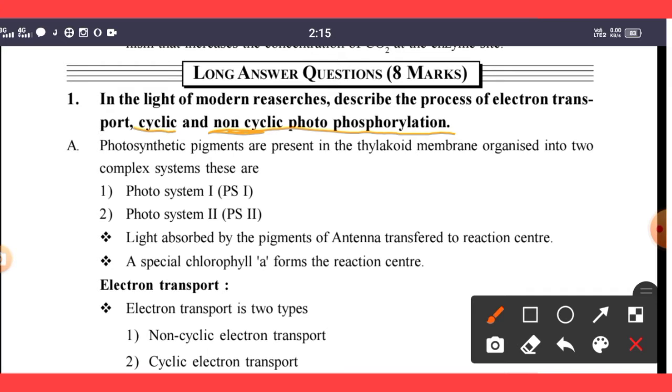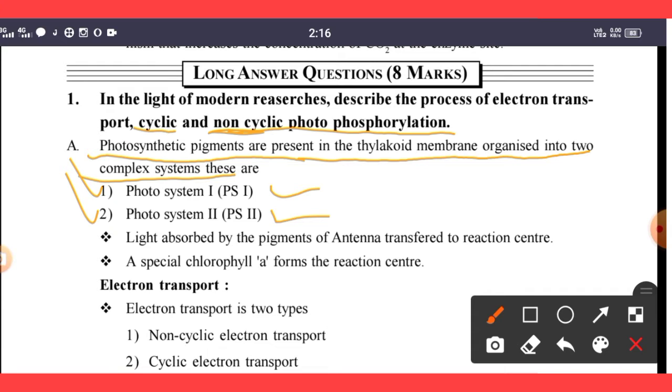So you know already, photosynthetic pigments are present in the thylakoid membrane, organized into two complex systems, that is photosystem 1, in brief PS1, and photosystem 2. So these are nothing but reaction centers. There will be two systems we can see, photosystem 1 and photosystem 2. So these are two reaction centers.